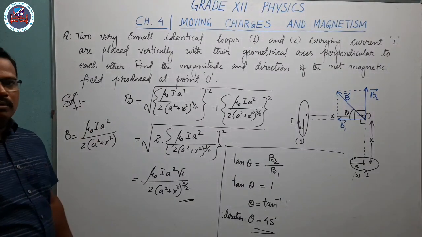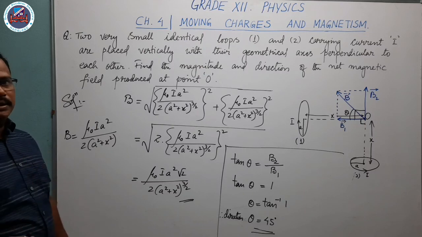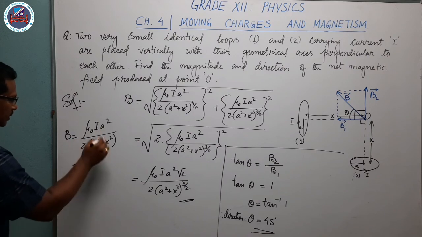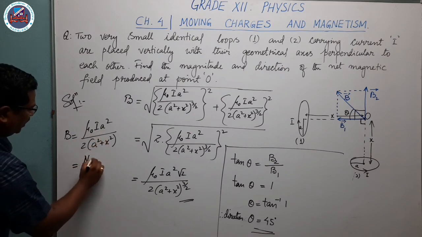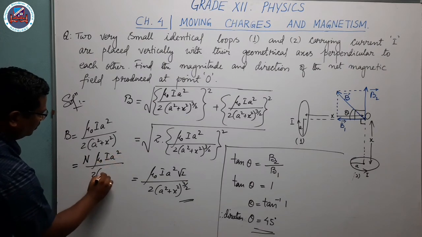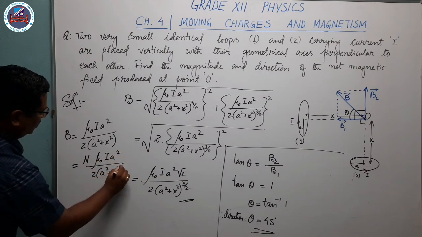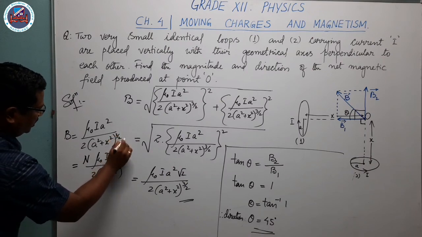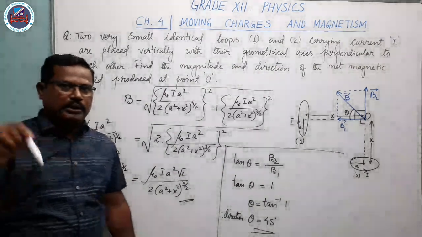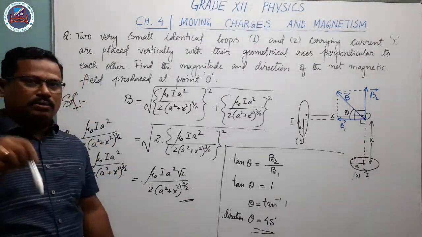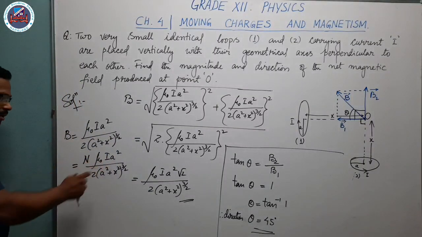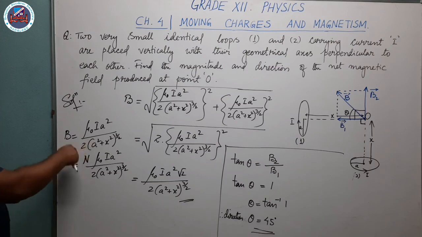If you have more than one ring, 2 rings, 3 rings, 50 rings, 60 rings, then the number of turns also will come. This is for one turn. For n turns, it will come as n times mu naught I a square divided by 2 times a square plus x square, power 3 by 2. So whenever you are solving for a coil, you are solving for one coil. If more coils are there, then that many times you have to multiply. Not only to find along its axis.